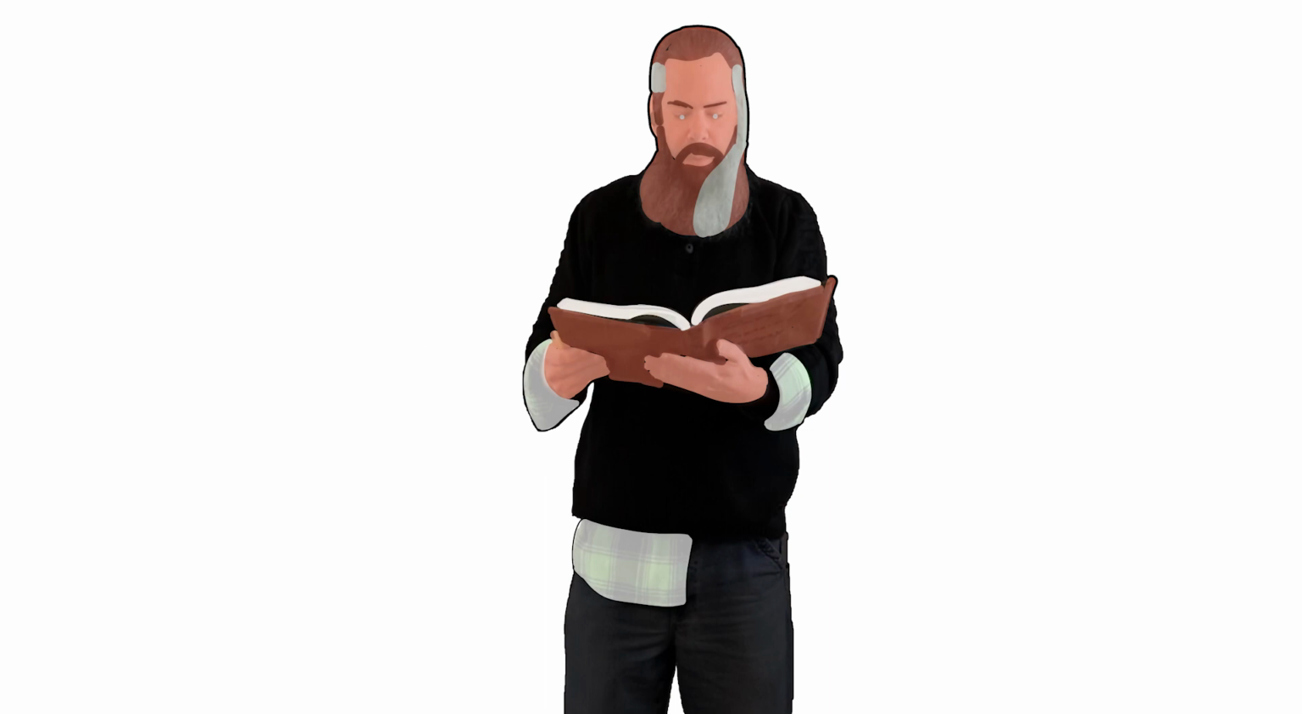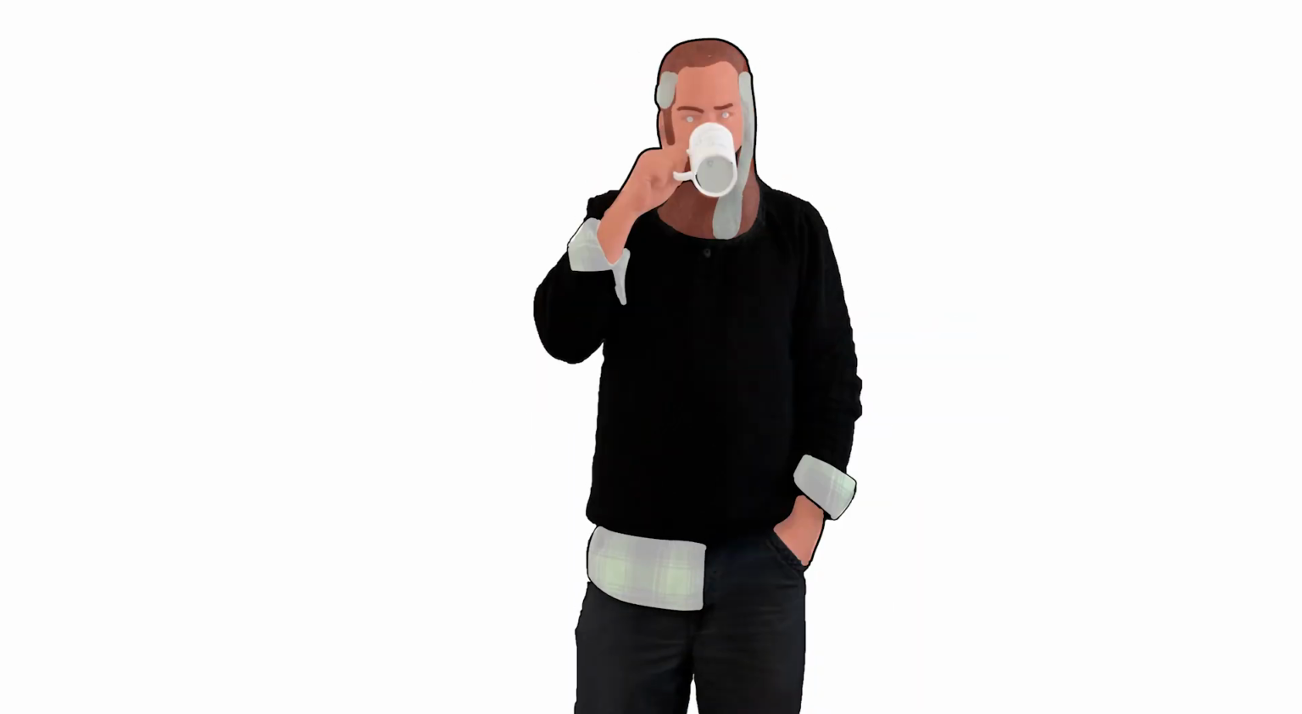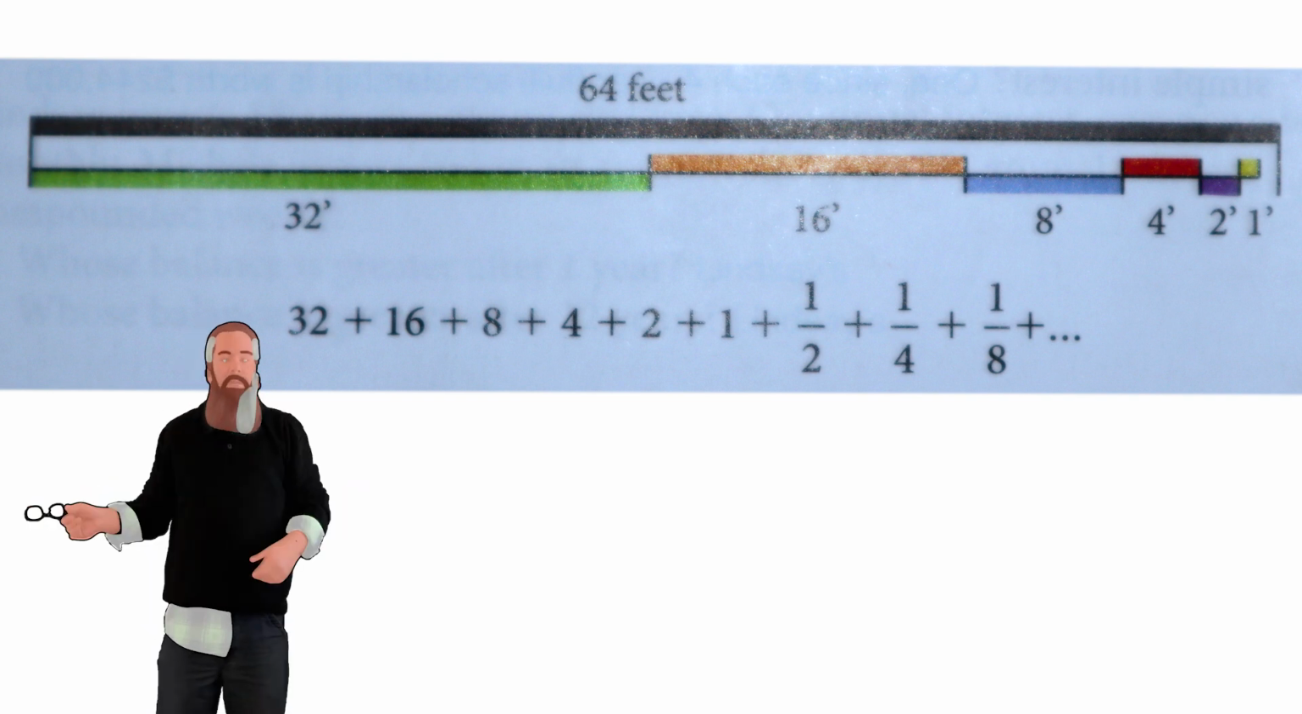To do this, you must first walk halfway across the room, or 32 feet. To continue the walk, you must cover half the remaining 32 feet, which is 16 feet. Then you must cover half the remaining 16 feet, which is 8 feet. Next, you must cover half the remaining 8 feet, which is 4 feet. Then you need to cover half the remaining 4 feet, which is 2 feet. Next, you need to cover half the remaining 2 feet, which is 1 foot. Then you need to cover half a foot, then a quarter foot, then an eighth of a foot, and so on. The distances walked so far are shown in this diagram on the screen.